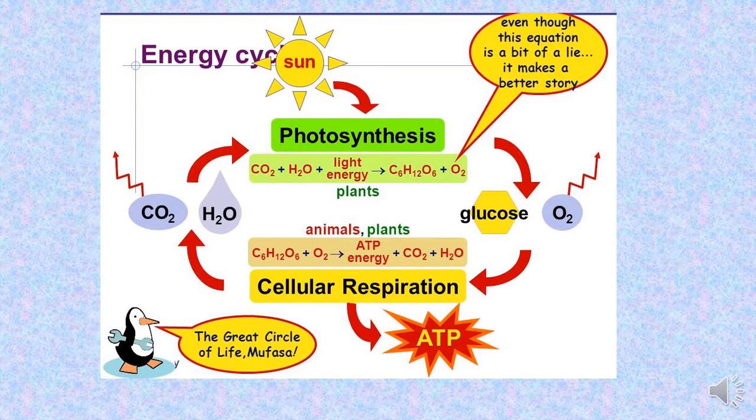We can see from this diagram or picture that the reaction between carbon dioxide and water to produce glucose and oxygen is a reversible reaction. The forward reaction is called photosynthesis and the backward reaction is called cellular respiration.